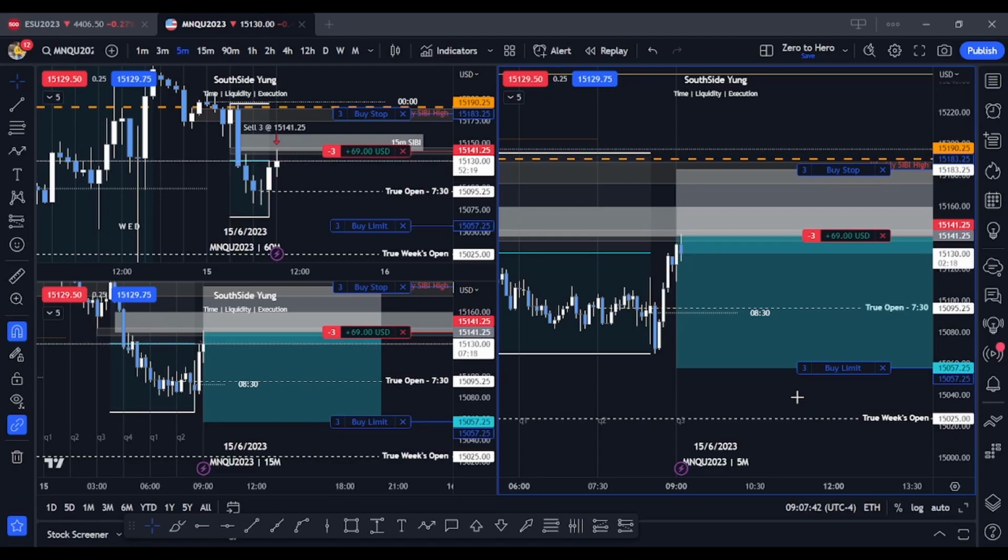I don't even mind taking profit here. Like $70 to start the day in like 2 minutes. Shit, I cannot complain.